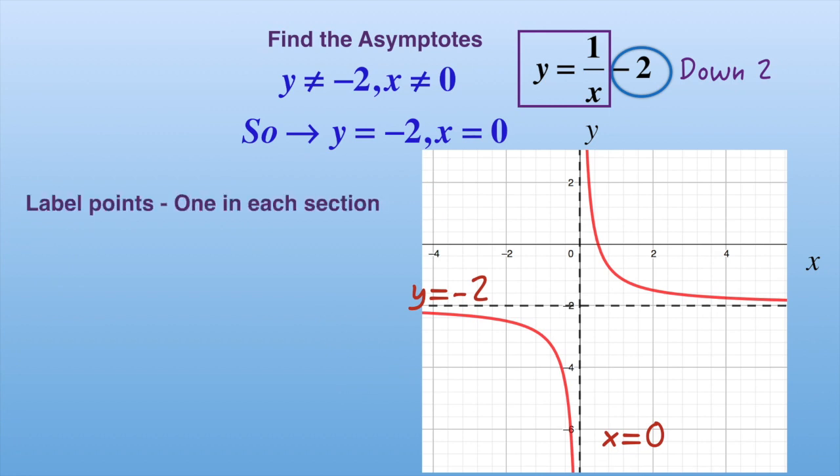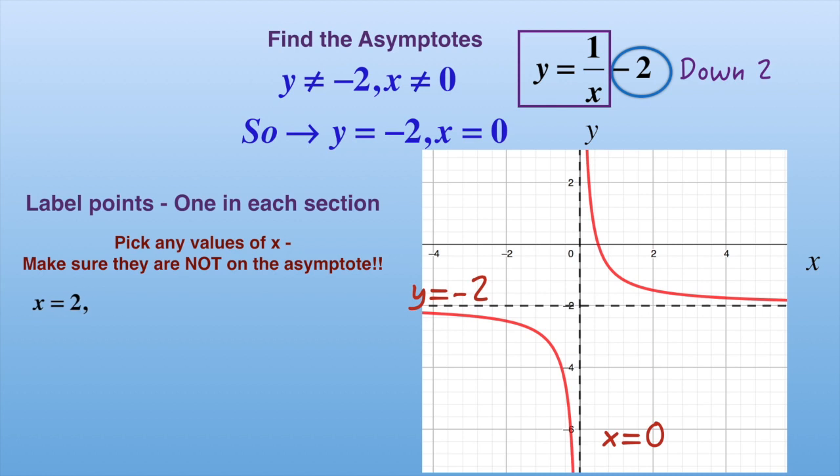Don't forget that before you're finished with a hyperbola, you need to find 2 points, one in each section. You're allowed to pick any x value as long as it's not on the asymptotes. So which 2 points should we pick this time? I'm going to pick x equals 2 and x equals minus 2, for no particular reason, just because they're small numbers.